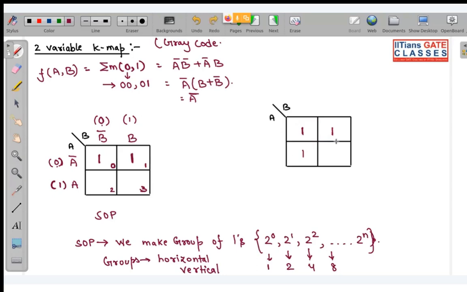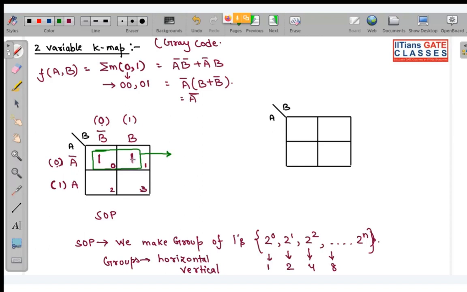So for our example, look very carefully. We have 2 ones like this, so I can make a horizontal group. Okay, I can make a horizontal group. Now how do I write the minimized expression? This is the most important thing.